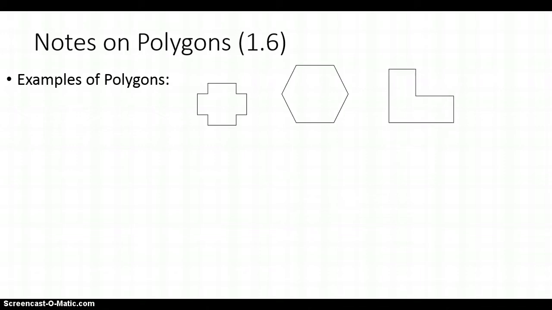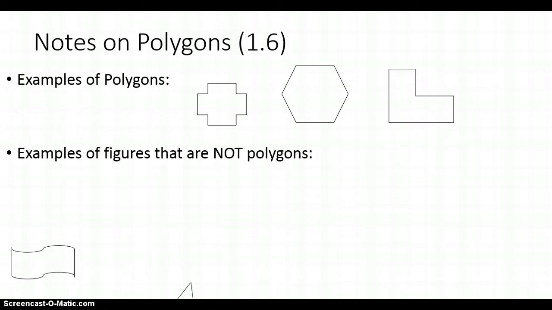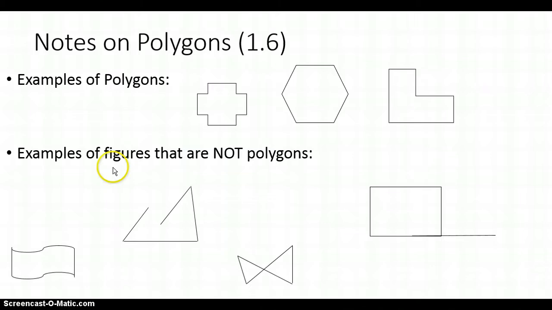When you wrote down your definition of polygons, you know that it's a closed figure. You know that the sides have to meet at the endpoints. So I've got some pictures of some examples of polygons and then non-polygons. Notice each of these are closed figures. The sides meet endpoint to endpoint.